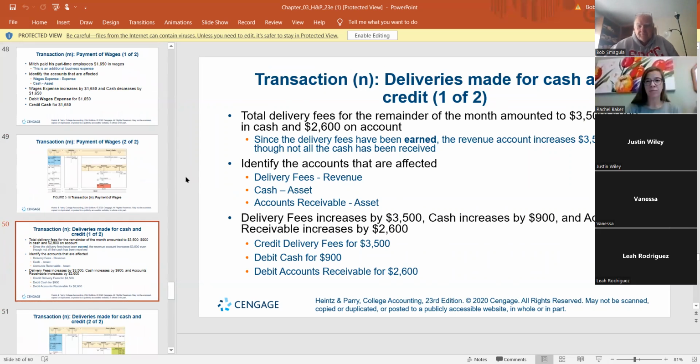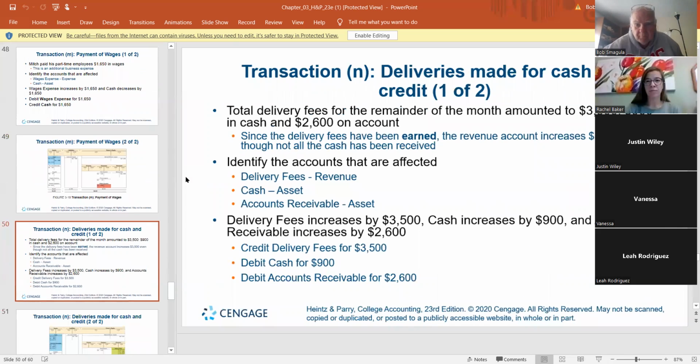And now we have a delivery made partially on account, partially in cash. So total deliveries for the remainder of the month amounted to $3,500, $900 in cash, $2,600 on account. Okay, on account means it's going to be accounts receivable or accounts payable. Here, we are delivering goods for which we're going to be paid later. So it's clearly accounts receivable.